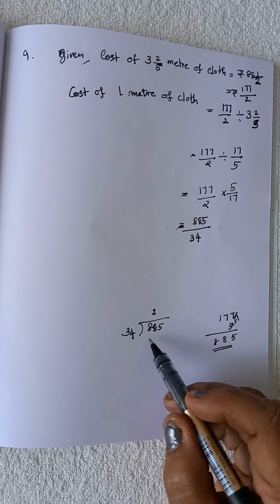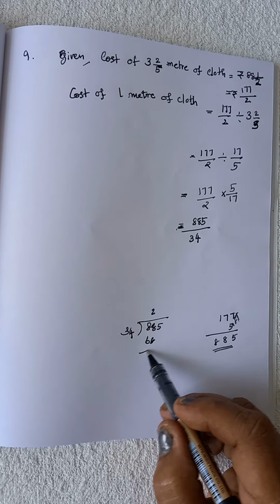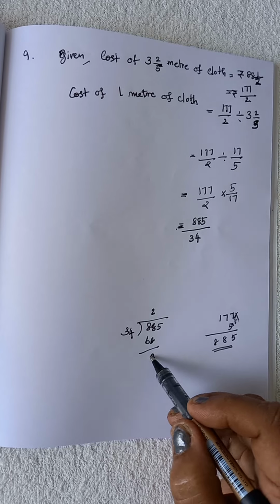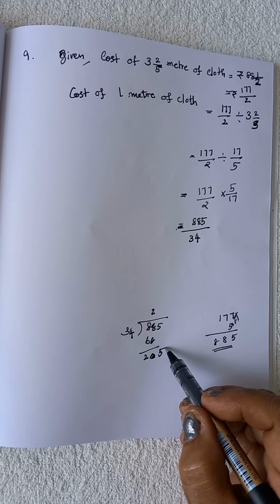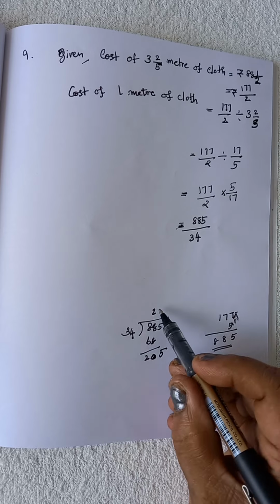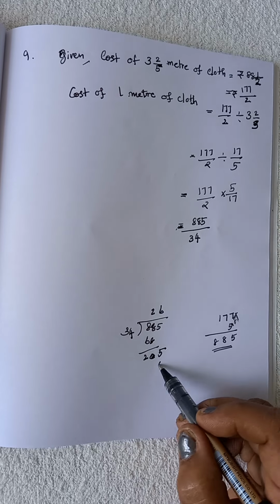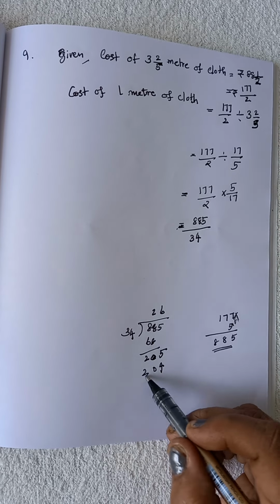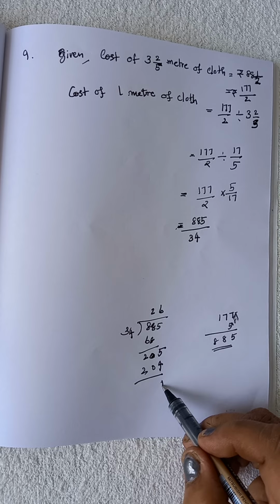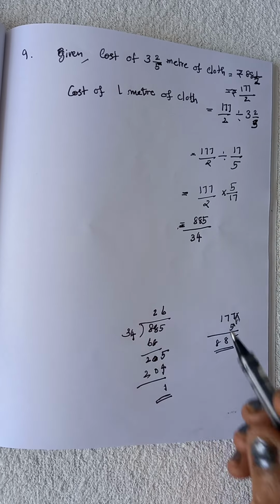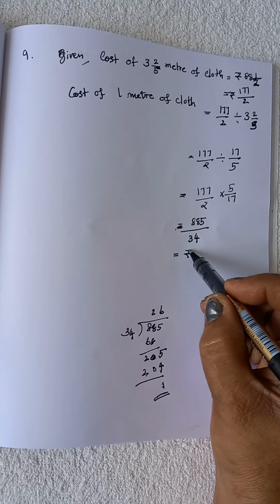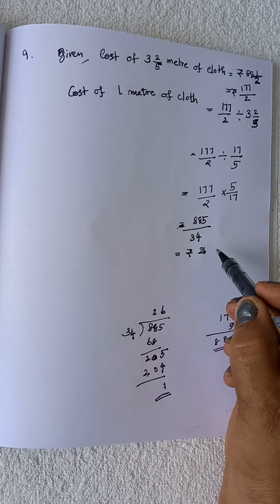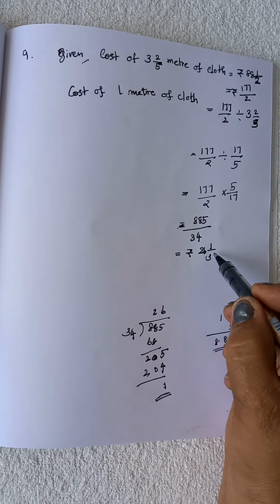2 times 68, balance here it is 0, balance here 2. Then 205, 6 times 34 is 204, balance is 1. So this is equal to rupees 26 and 1 by 34.